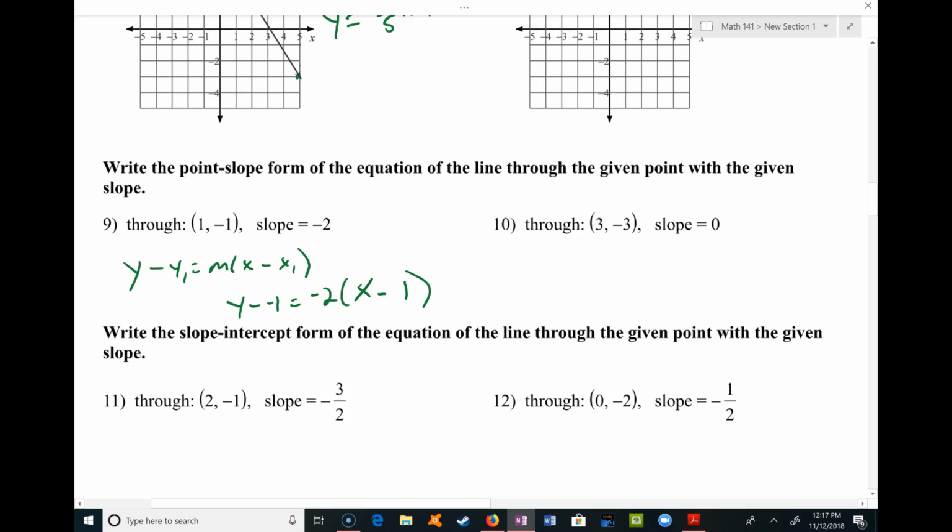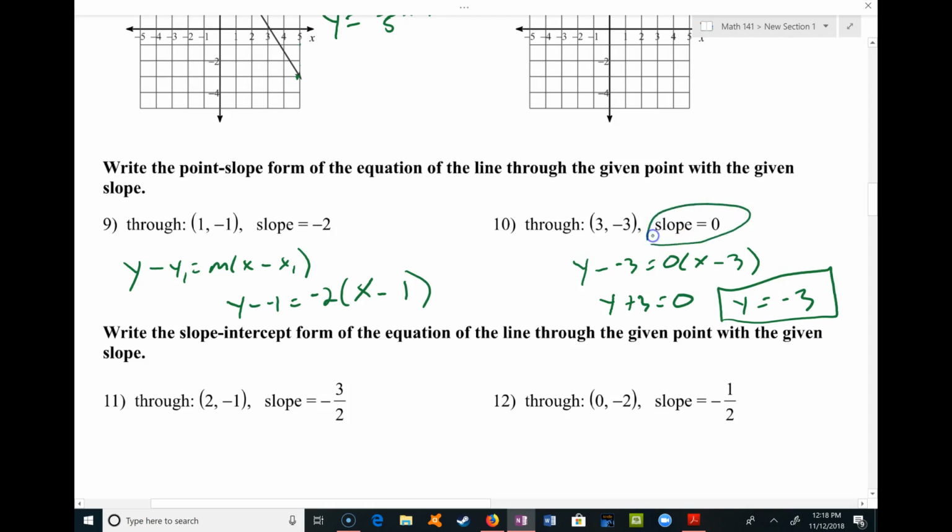So the same thing here. This says the slope is 0. That's kind of a tricky one. So that means I'm going to go y minus -3 is equal to 0 times x minus 3. But of course 0 times x minus 3 is just 0, so we get y plus 3 is equal to 0, which is the same thing as y equals -3. And I don't know if you remember this, but that is a vertical line. I'm sorry, a horizontal line, which makes sense because the slope is 0, meaning it's not rising at all. Okay?